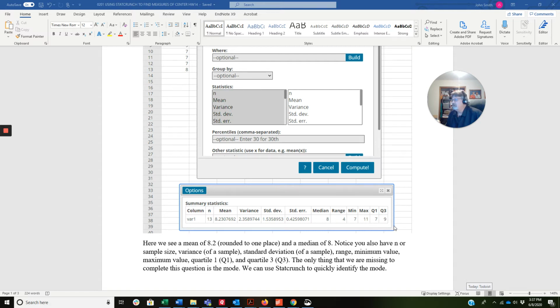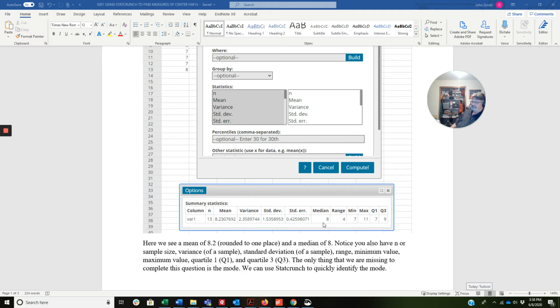What's missing here is we don't have the mode, but let's look at what all is here. We have the variance. We have the standard deviation. And remember, the standard deviation is just the square root of the variance. If you take the square root of this number, you're going to get this number. If you square this number, you're going to get this number. So that's the relationship between the variance and the standard deviation. For this course, don't worry about the standard error.